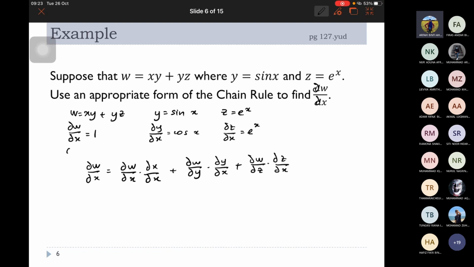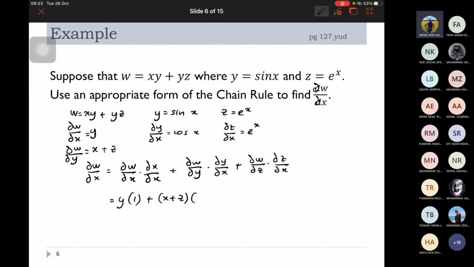So we have to find delta W over delta Y. Here you will get X plus Z. So substitute everything in here. Delta W over delta X is delta W over Y. This one is not one, this is Y. Okay, this one will become Y. Delta X over delta X is 1. Plus delta W over delta Y is X plus Z.